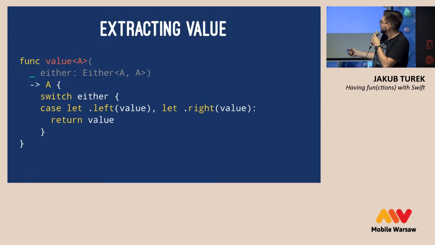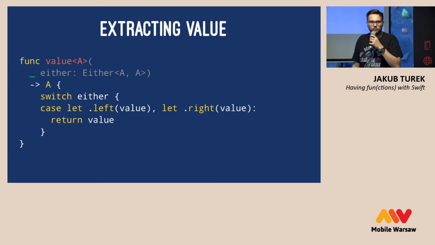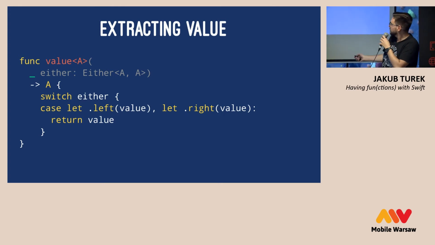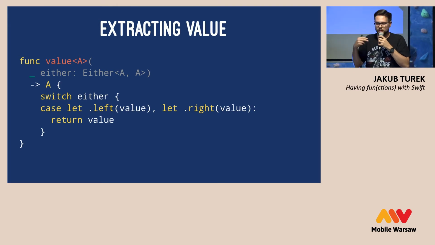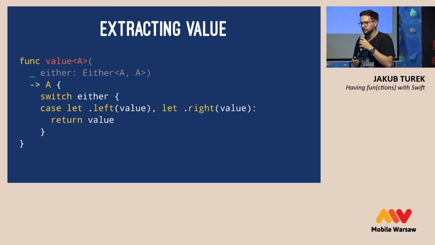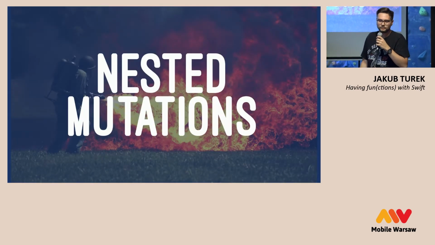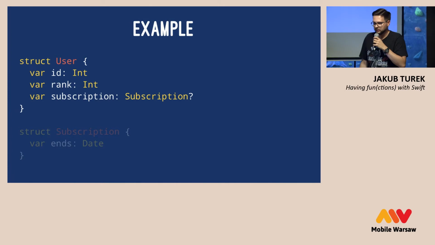Given this strange type, which is Either A or A, we might want to extract the value later, so we can have a function defined like that. So no matter what's defined in there, we can just extract the value. And now let's come back to our nested mutations example. Once again, imagine that we have users.